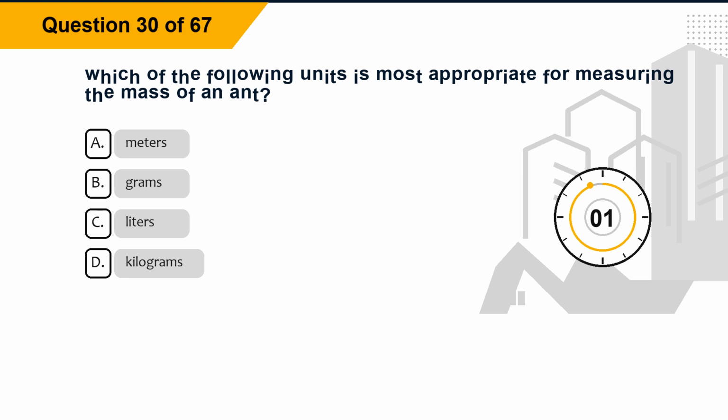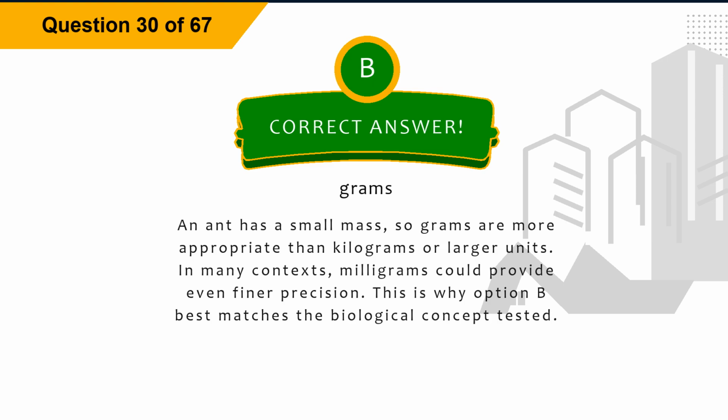Option D, kilograms. The correct answer is option B, grams. Explanation. An ant has a small mass, so grams are more appropriate than kilograms or larger units. In many contexts, milligrams could provide even finer precision. This is why option B best matches the biological concept tested.